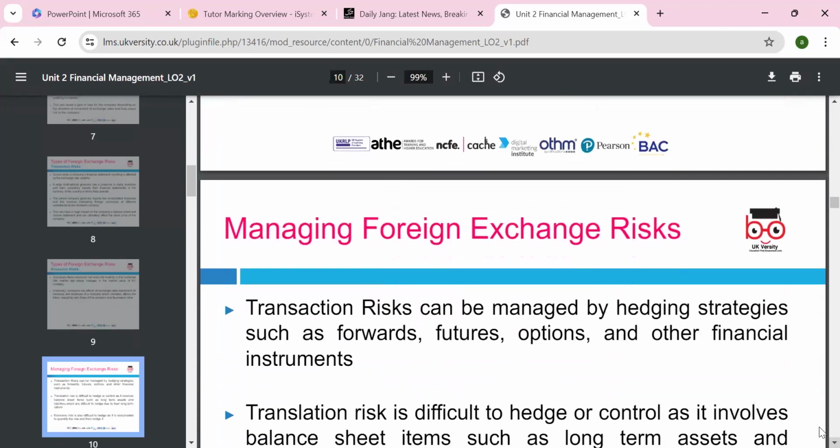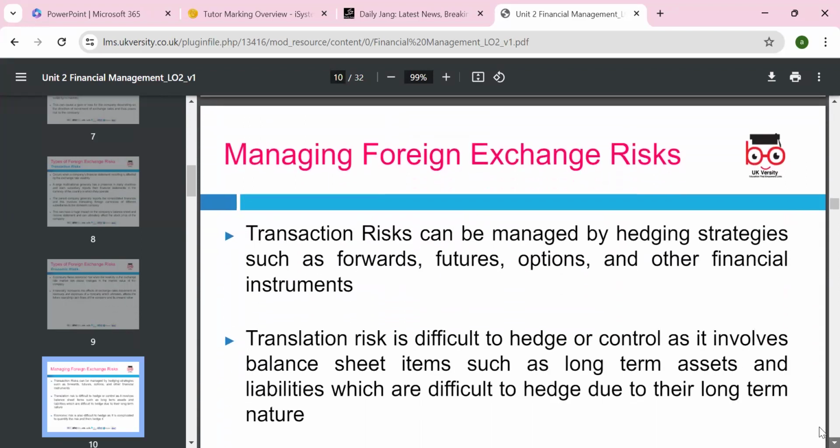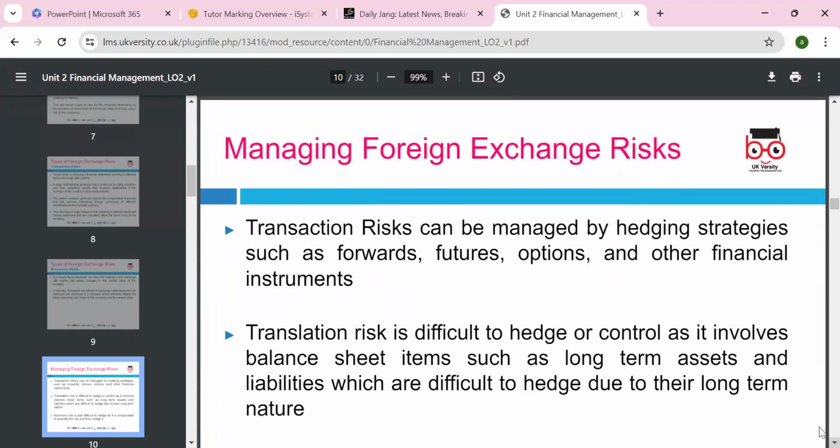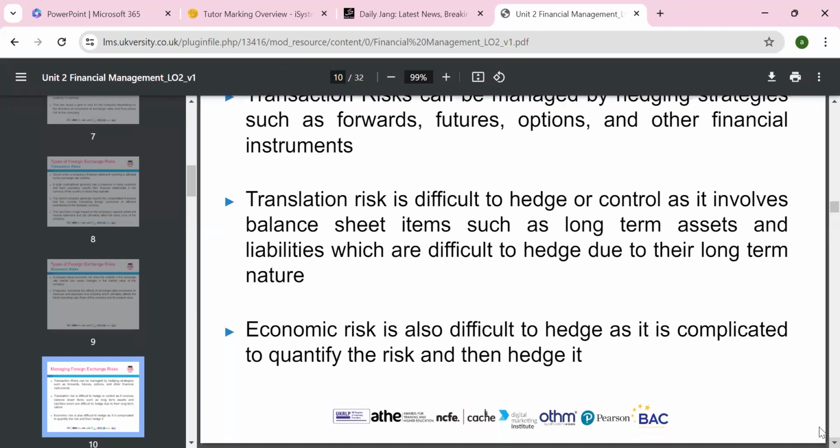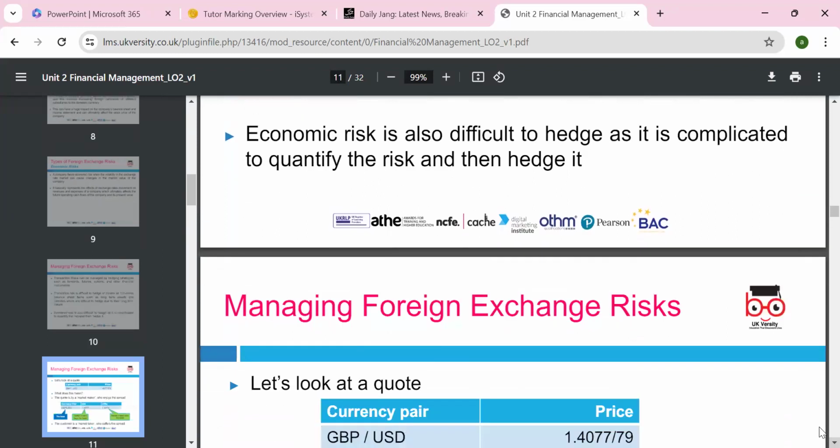Okay, then we can look at managing foreign exchange risk. Transactional risk can be managed by hedging strategies such as forwards, futures, options, and other financial instruments. Translation risk is difficult to hedge and control, and involves balance sheet items, long-term assets such as property, plant, and equipment, and liabilities, which are difficult to hedge due to their long-term nature. And economic risk is difficult to hedge as it is complicated to quantify the risk to hedge.